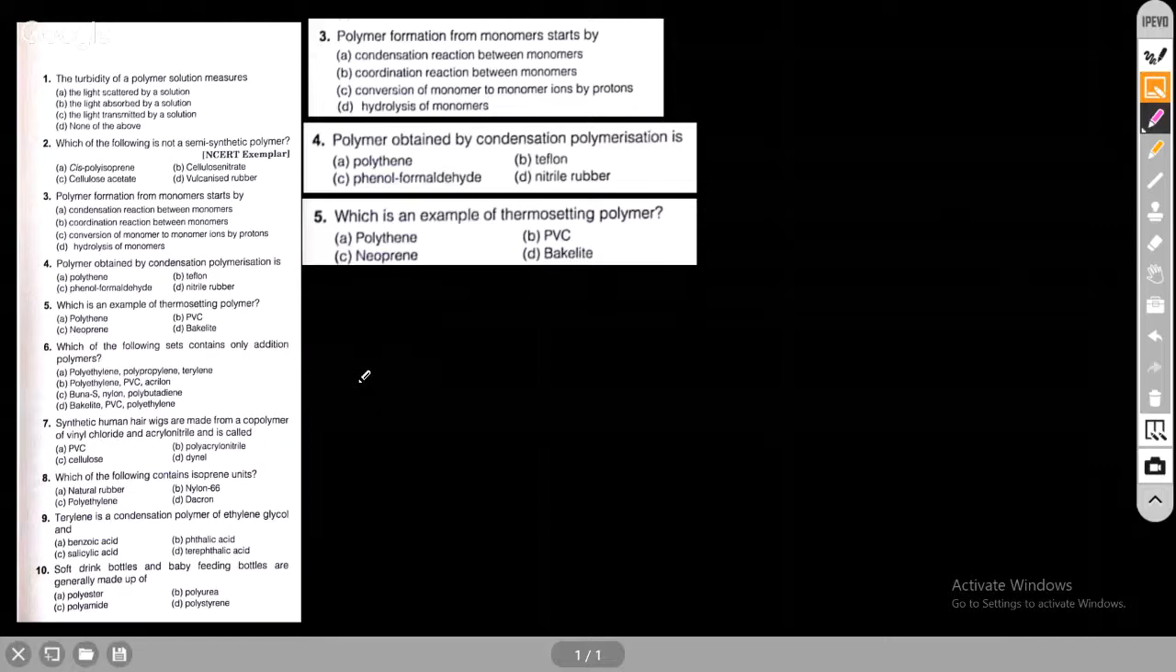Question number 4. The polymer obtained by condensation polymerization is phenol formaldehyde. C is correct. Which is an example of thermosetting polymers? Bakelite, right? Bakelite is an example of thermosetting. All these are given in NCERT. See, one kind of question. Just 2, 3 questions more I'll give you, then I'll show you one different kind of question which has been asked in the JEE exam.